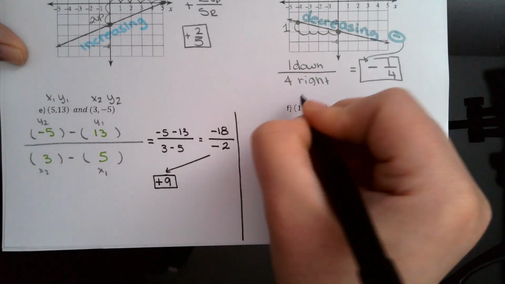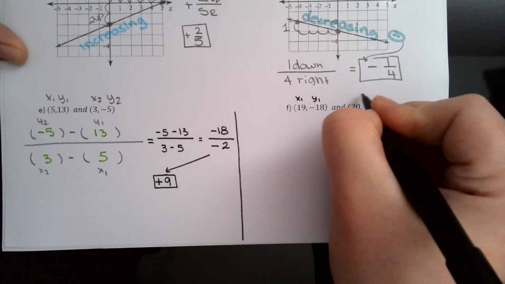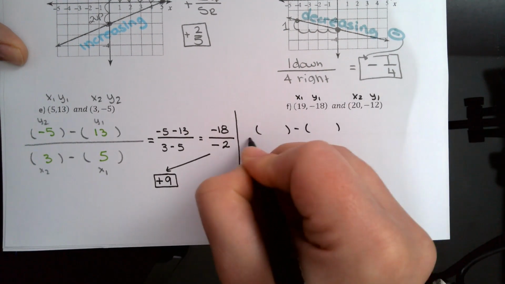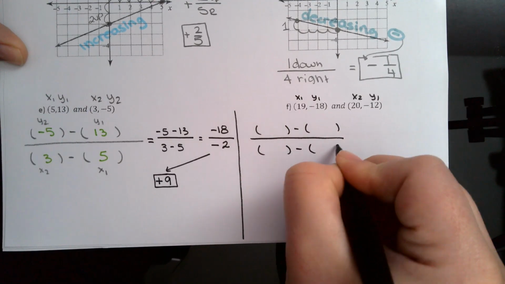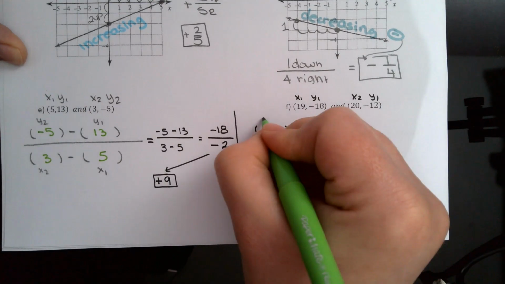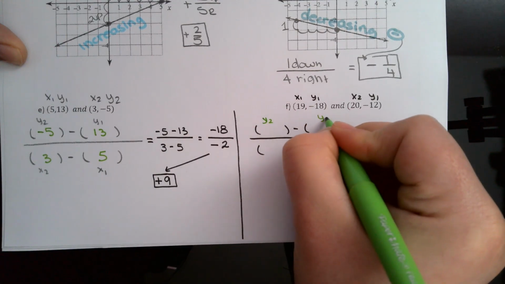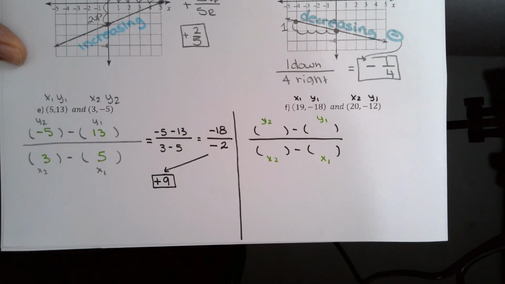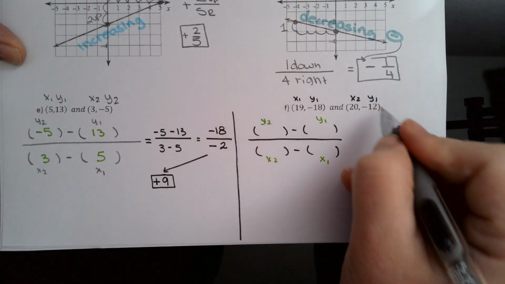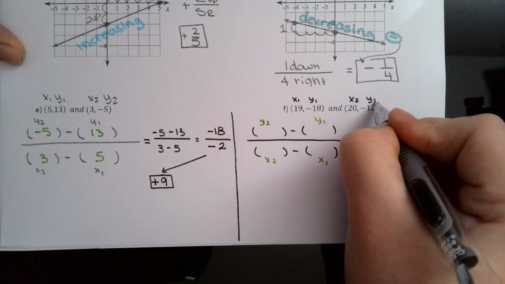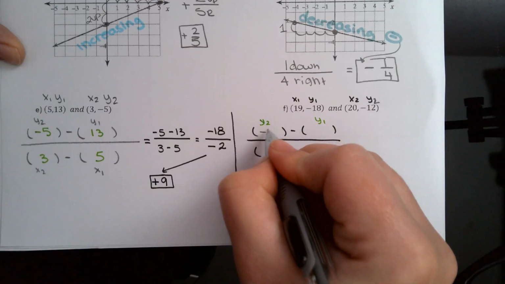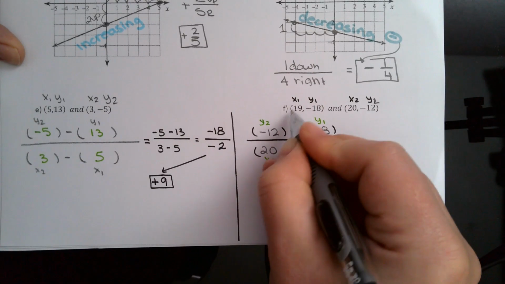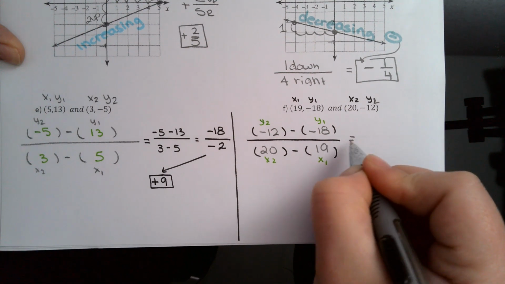Okay, let's do it again. x1, y1, x2, y2. Here's our slope formula. y2, y1, x2, x1. How you label your points and what the slope formula says, those are different. y2 is -12, y1 is -18, x2 is 20, x1 is 19.